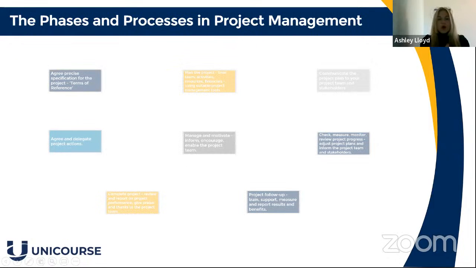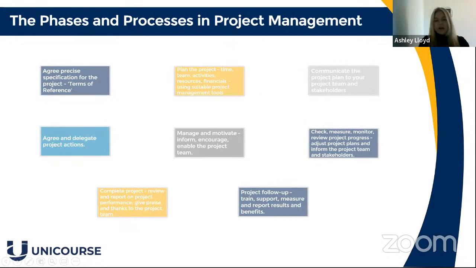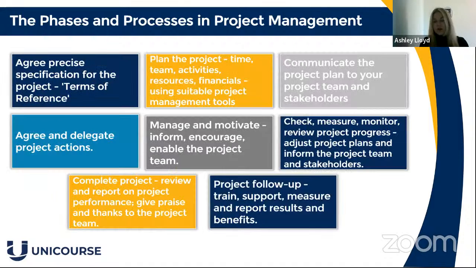Okay, so for anyone that's viewed our last videos or been part of our live class, we've talked about the different phases and processes in project management throughout. We've talked about the initiation phase and the doing phase, and we're basically focusing now on the final phases. So to complete the project review and report on the project performance, give praise and thanks to the project team, disbanding the team, and then the project follow-up. So whether you need to train staff or support them in different ways, you can then measure and report on the results and any sort of benefits or lessons learned. So that's what we're going to focus on today.